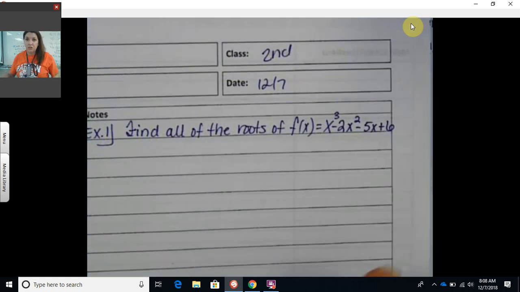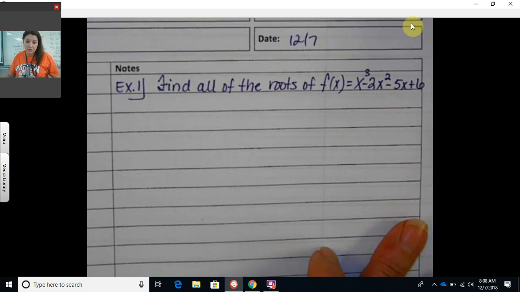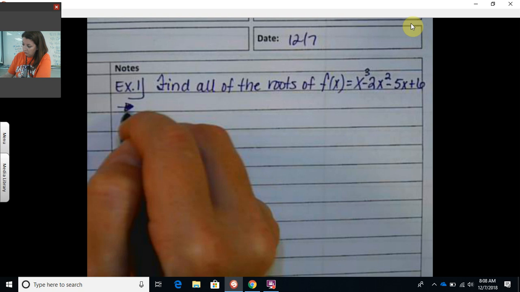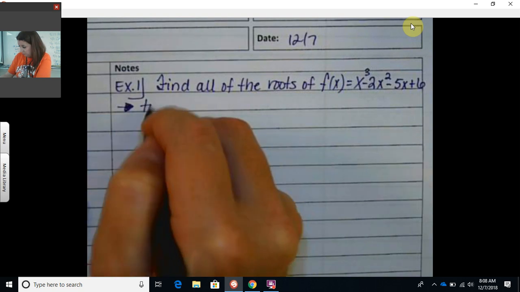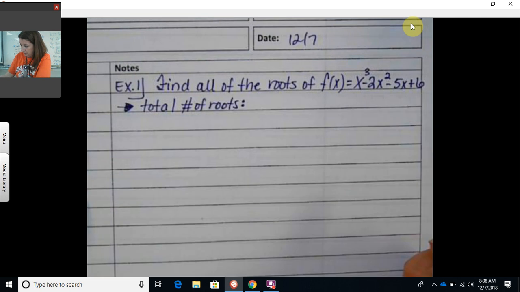So we're going to go through that whole process. We're going to figure out all of those characteristics of this function before we actually try to figure out what the roots are. Okay? So the first thing I'm going to look at is I'm going to try to determine the total number of roots. How many roots am I going to have? Anybody know?